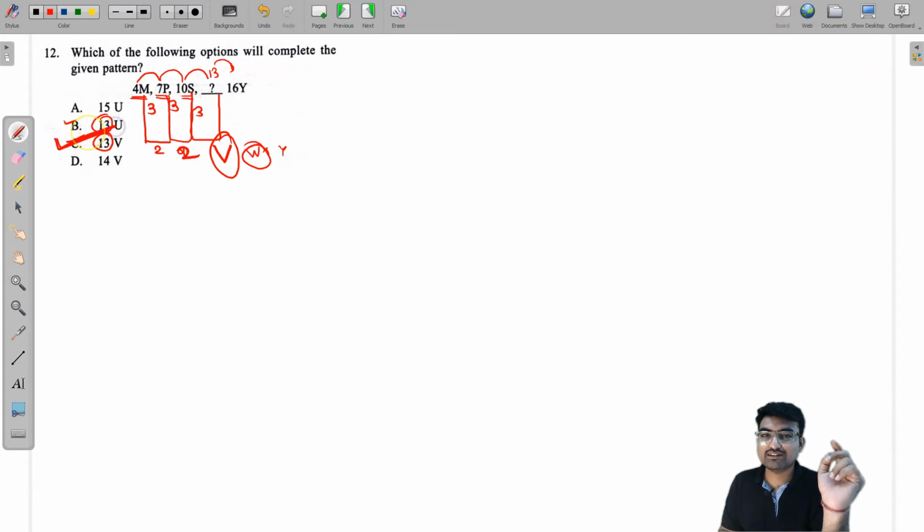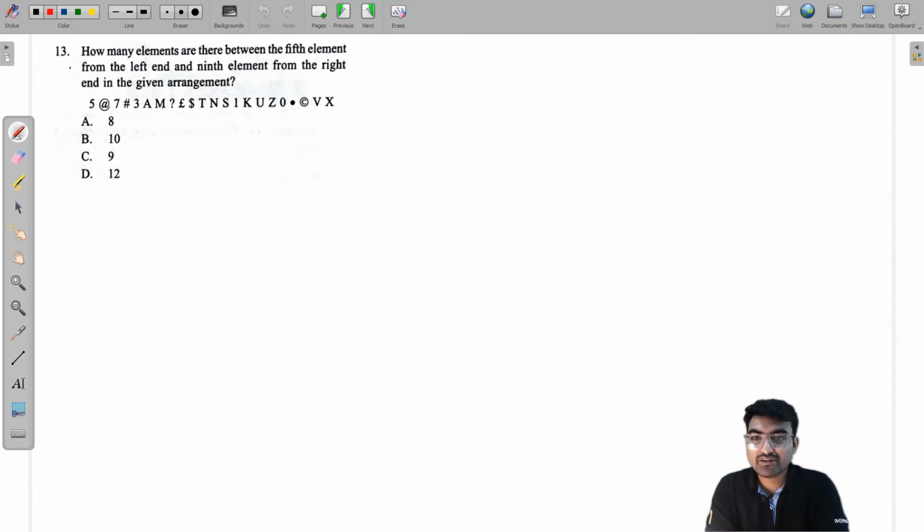So option number C. How many elements are there between the fifth element from the left hand and the ninth element from the right hand? Okay. The fifth element from the left hand: 1, 2, 3, 4, 5. This is the fifth element, and the ninth element from the right hand: 1, 2, 3, 4, 5, 6, 7, 8, 9. So this is the ninth element, right? So 1, 2, 3, 4, 5, 6, 7, 8. 8 elements are there in between. Correct? So option number A.